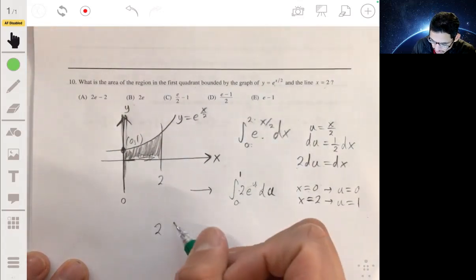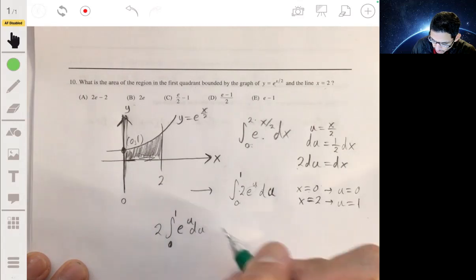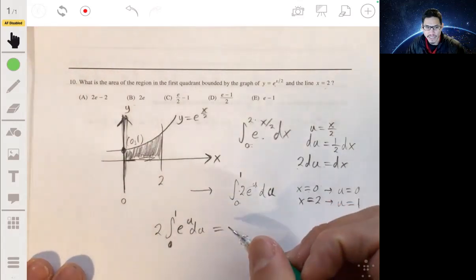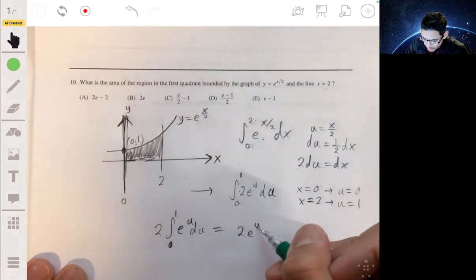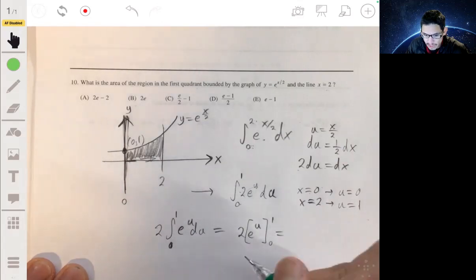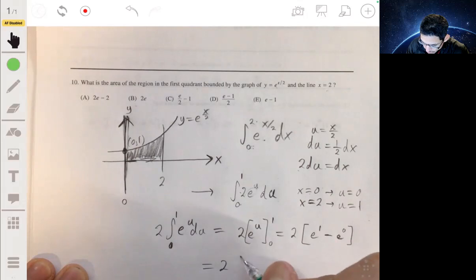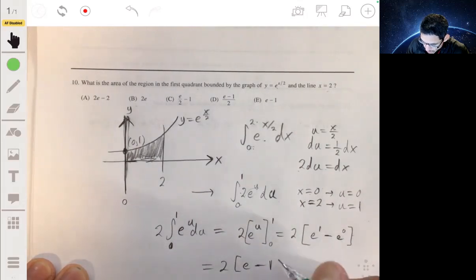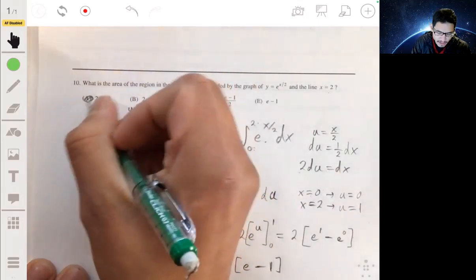So now we just integrate this. The 2 just factors out, so really just integrating e to the u, which should be a very simple integral, because the integral of e to the u is just e to the u, just like the derivative of e to the u is just e to the u. So all we have is 2 e to the u from 0 to 1, which will be 2 times e to the 1 minus e to the 0, which is 2 times e minus 1. So 2e minus 2. I think that's how the answer is going to be written. And then, yes, our answer is going to be A.